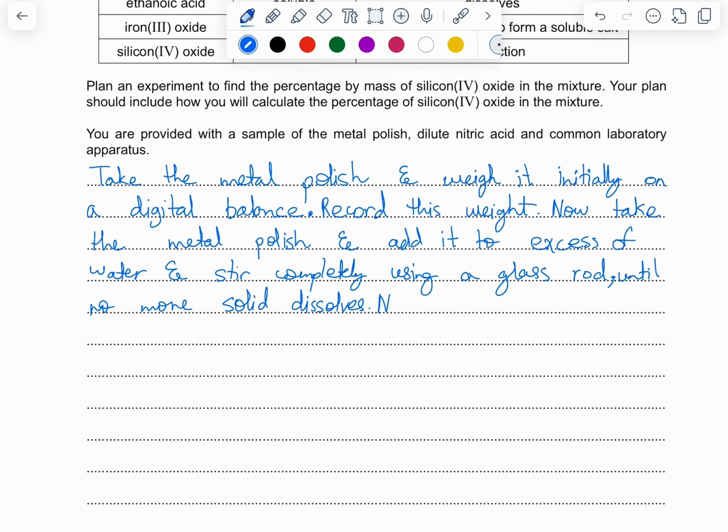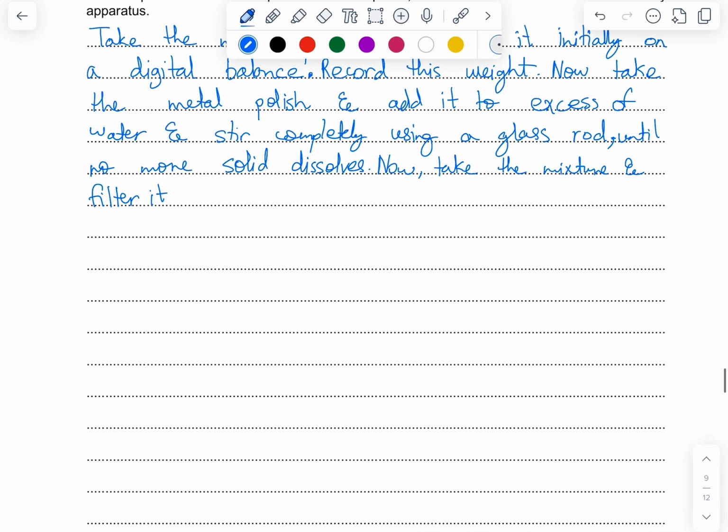Now take the mixture and filter it to collect the residue. Filter it to collect the residue. Alright, so you want to collect the residue.